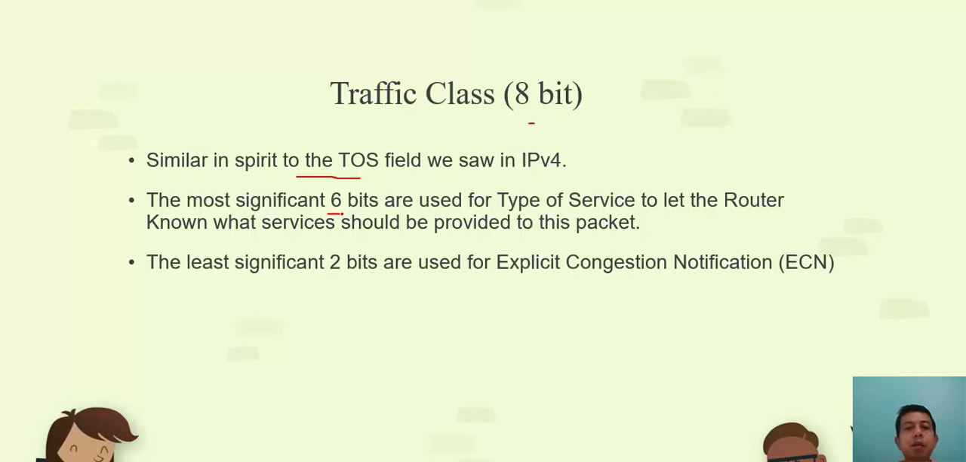The remaining 2 bits are used for something known as explicit congestion notification. This is an advanced topic, and we'll be discussing it in a different lecture later on. But understand that out of these 8 bits, 6 bits are used for priority handling and 2 bits are used for ECN, explicit congestion notification. But in spirit, the traffic class is similar to the TOS field in IPv4.